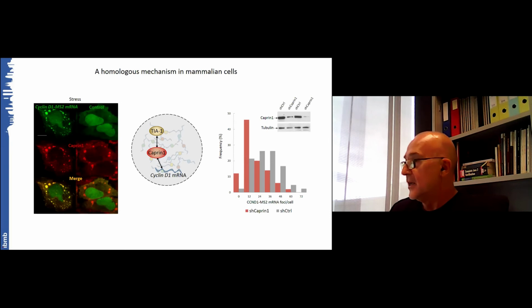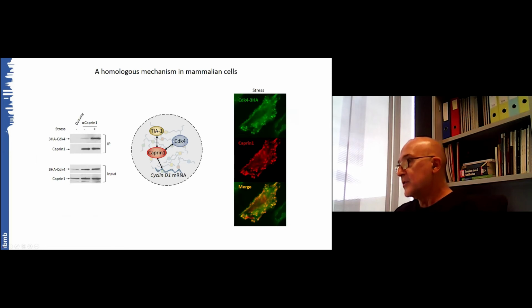All right. Then we also took a look at mammalian cells, as I said, and we pinpointed equivalent actors. Caprin-1, we found that Caprin-1 is able to bind the cyclin D mRNA. TIA-1 is the already known homolog for PAB1, so there's no problem here. And we also found that Caprin-1 and CDK4 interact with each other.